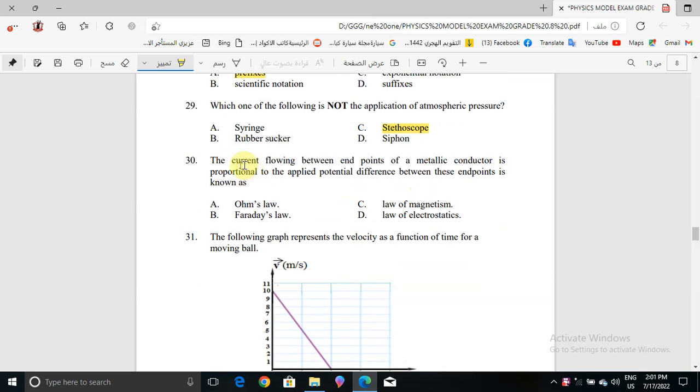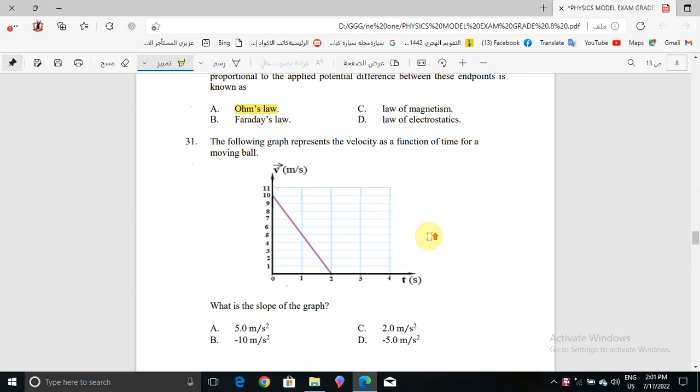Now question number 30. The current flowing between end points of a metallic conductor is proportional to the applied potential difference between these endpoints. This is known as what? Ohm's law, Faraday's law, law of magnetism, or law of electrostatics? The correct answer will be Ohm's law, because it says the current flowing between endpoints of a metallic conductor is proportional to the applied potential difference between these endpoints, which is known as Ohm's law. Okay, now question number 31.